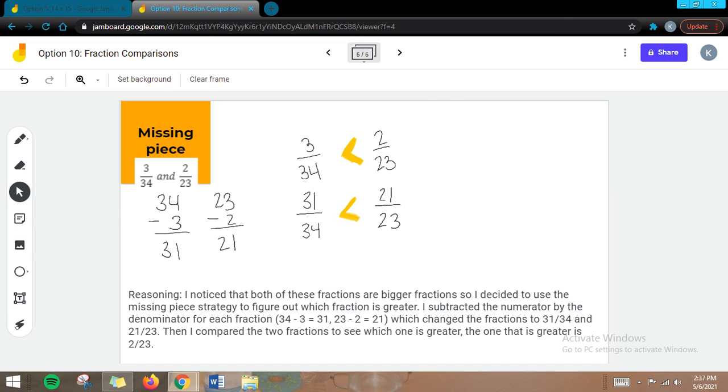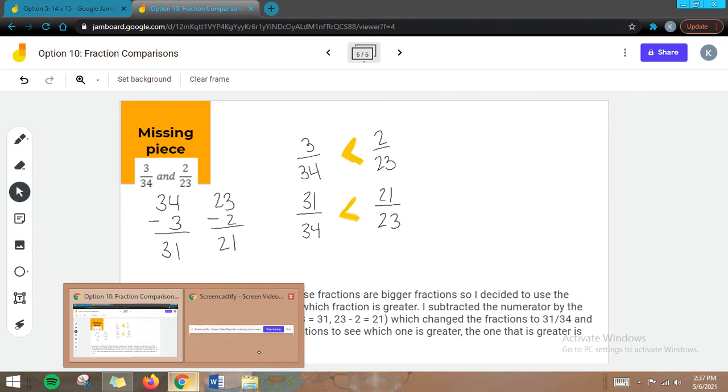And then down here I just wrote, I noticed that both of these fractions are bigger fractions, so I decided to use the missing piece strategy to figure out which fraction is greater. I subtracted the numerator from the denominator for each fraction. 34 minus 3 equals 31. 23 minus 2 equals 21, which changed the fractions to 31 over 34 and 21 over 23. Then I compared the two fractions to see which one is greater, and the one that is greater is 2 over 23.